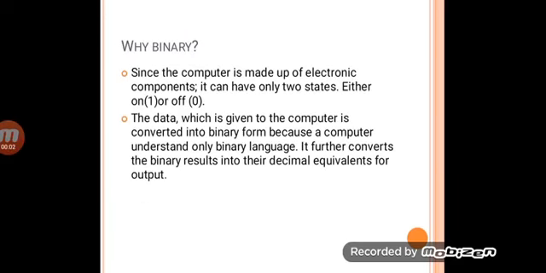Now, why binary? Since the computer is made up of electronic components, it can have only 2 states, either on or off. The data which is given to the computer is converted into binary form because a computer understands only the binary language. It further converts the binary results into their decimal equivalents for the output.